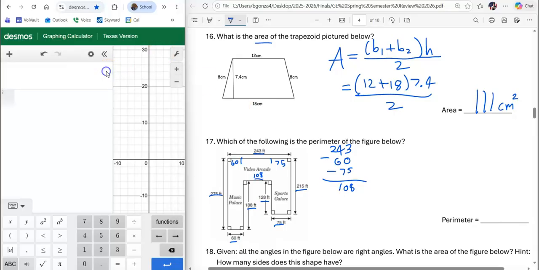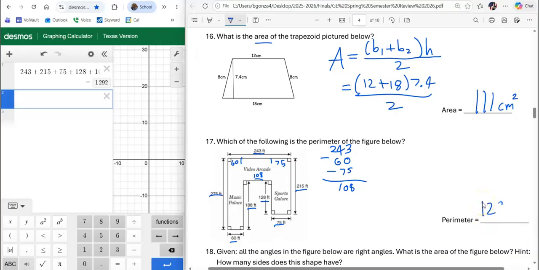and we have to add that with the perimeter. So let's add all those up. 243 plus 215 plus 75 plus 128 plus 108. Don't forget that 108 plus 188 plus 60 plus 275. 1292 feet, not squared because it's a perimeter. Area is squared.